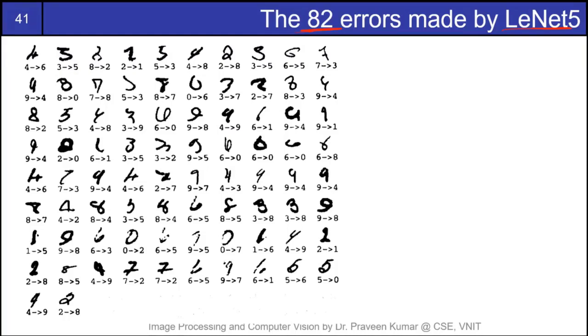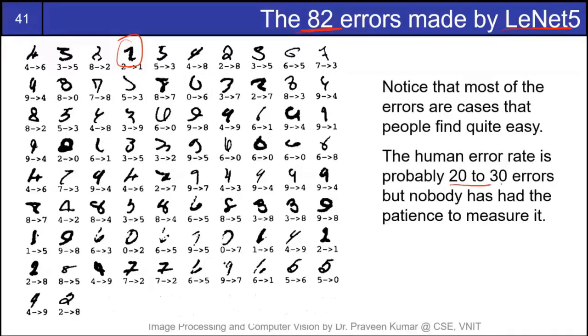Out of these, you can see some errors even a human would make. For example, this one a human would read as 1, but the actual label is 2. I think the human error rate would be around 20 to 30 errors out of this. So it comes quite close to the human error rate. Even this, for example, looks like 9. This looks like 4 also. It can be interpreted as 4 by a human also. So there were several such cases you can see.